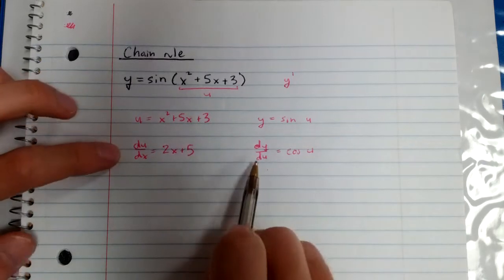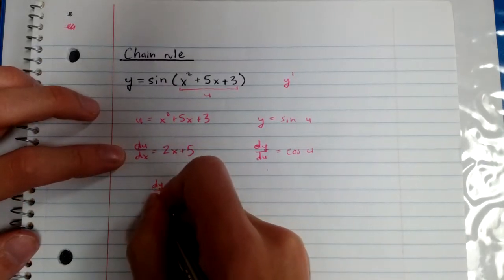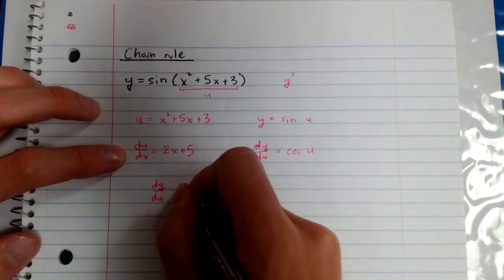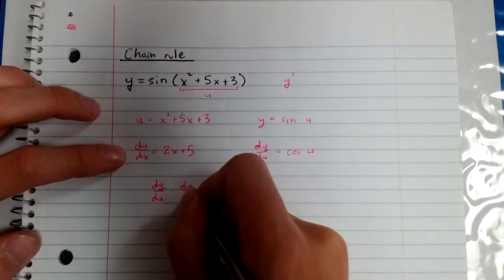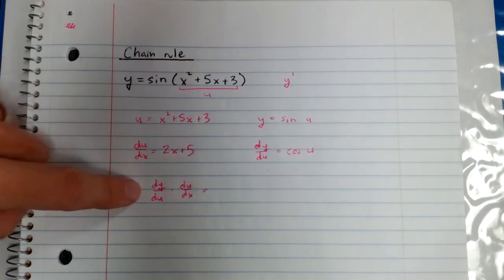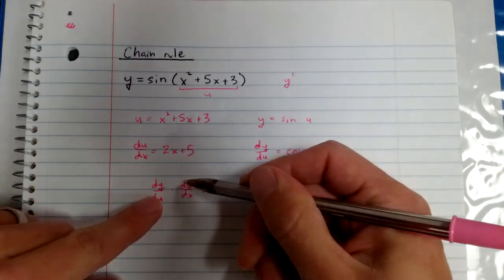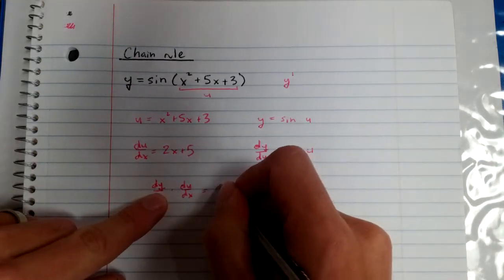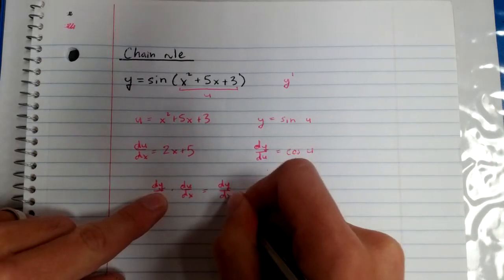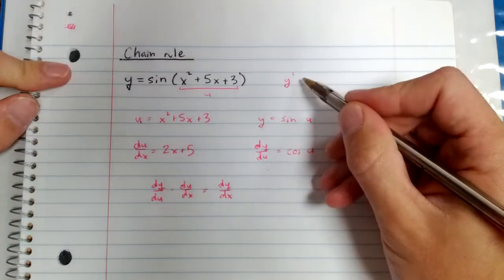Now here's where the little trick comes into play. If I take these two derivatives and multiply them together, dy/du times du/dx, there's actually more going on here than we really know about, but from a high level it looks like the du's would cancel each other out, and we'd end up with dy/dx, which is just the derivative of y with respect to x, which is what we want to find.